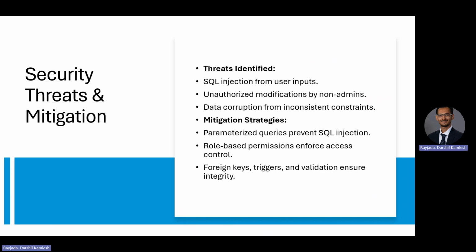And the third, data corruption from inconsistent constraints. So if tables allow invalid relationships, the system could have orphaned records or mismatched data, right? For example, an order linked to a non-existent customer, right? To prevent this, I used foreign keys, triggers, and validation rules. This guarantees referential integrity and protects the business from corrupted analytics, right? So yeah, these three resolve the mitigation strategies.